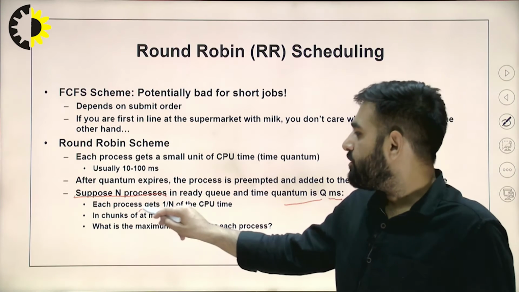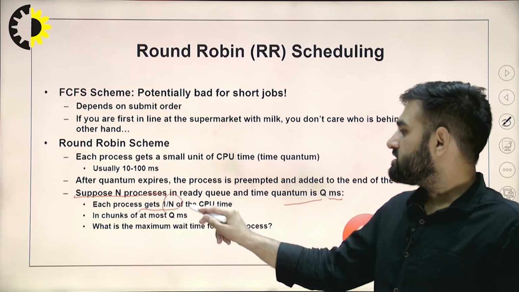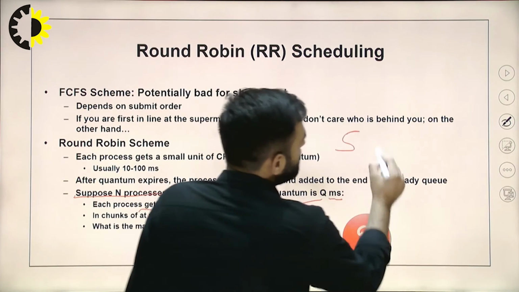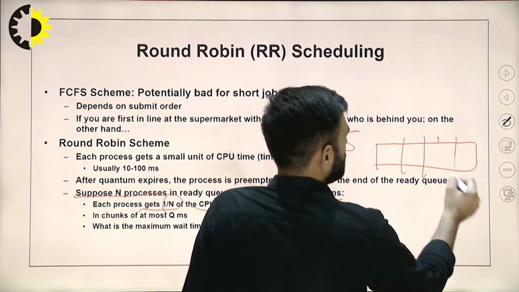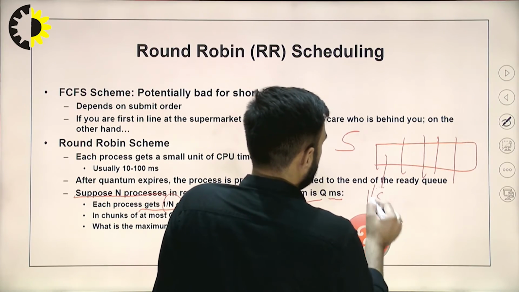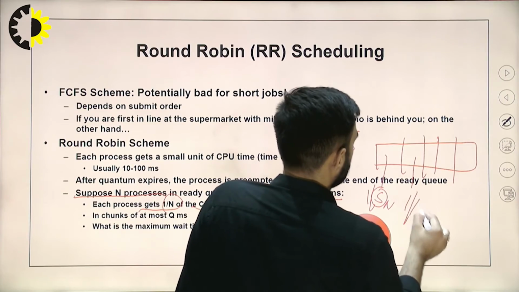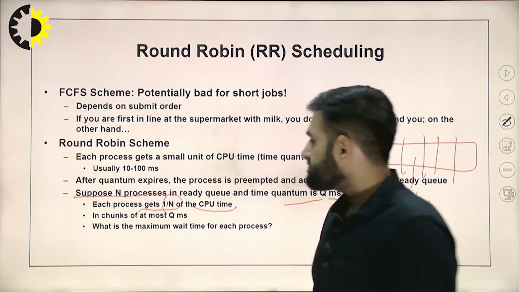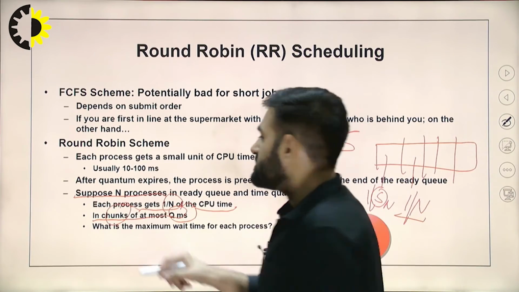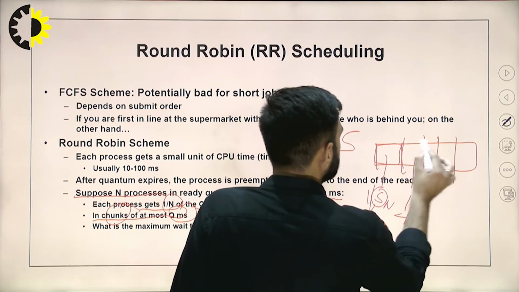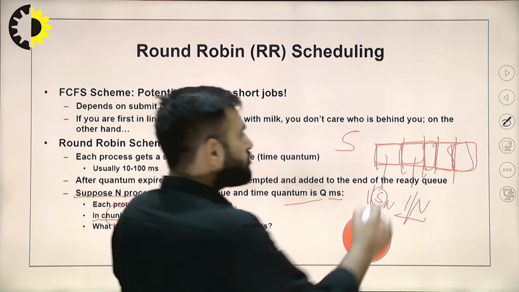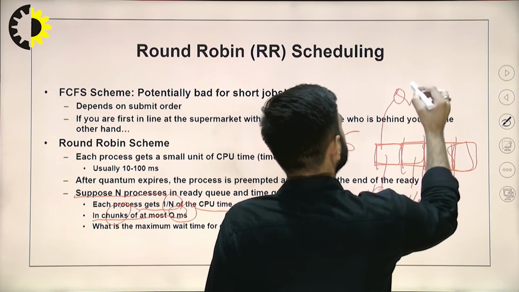Each process gets 1/n of the CPU time. It is clear. Suppose there are 5 processes, so the CPU time will be divided into 5 parts: 1, 2, 3, 4, 5. Each is 1/5. If it is n, it is 1/n, right? In chunks of at most q milliseconds. What is a chunk? A chunk means this particular time, the time slice, the time quantum. So it could be at most q seconds. That is given in the question only.